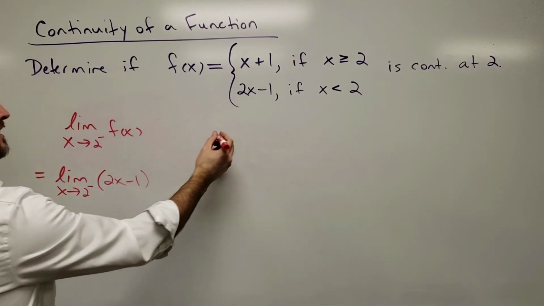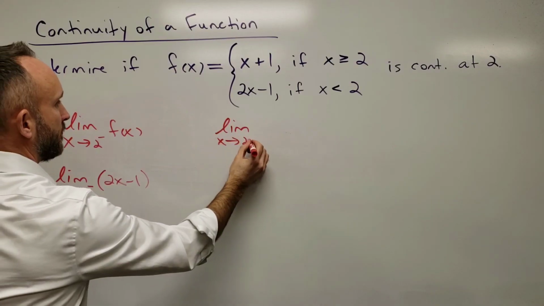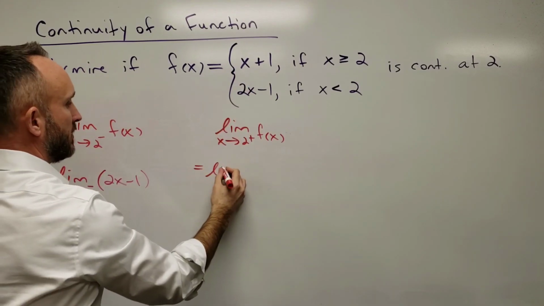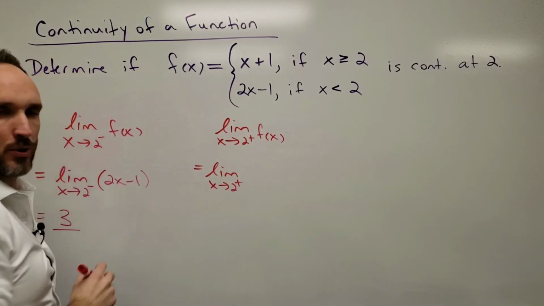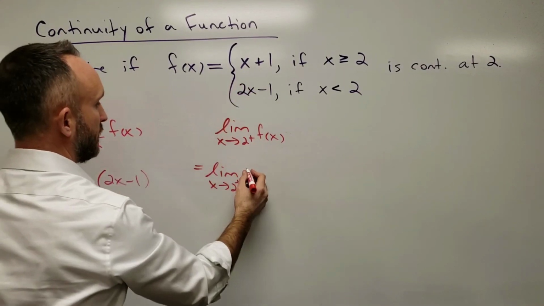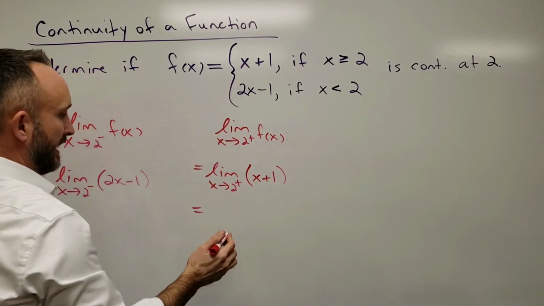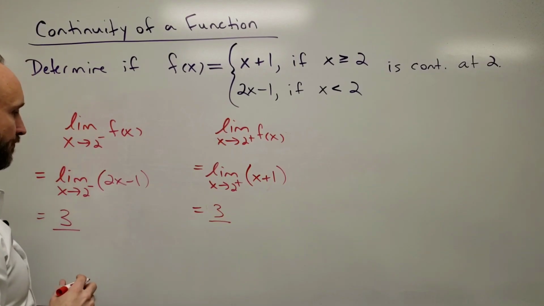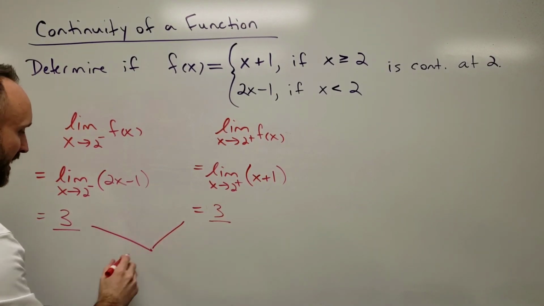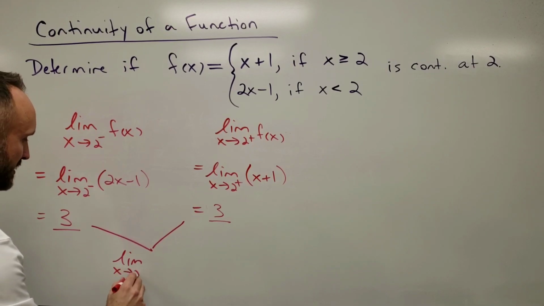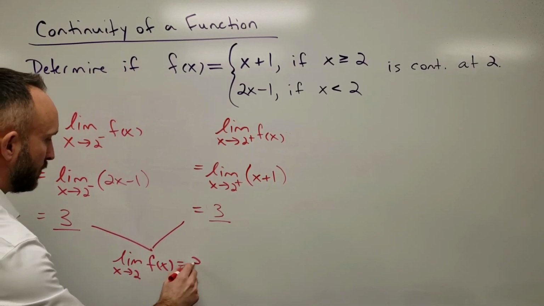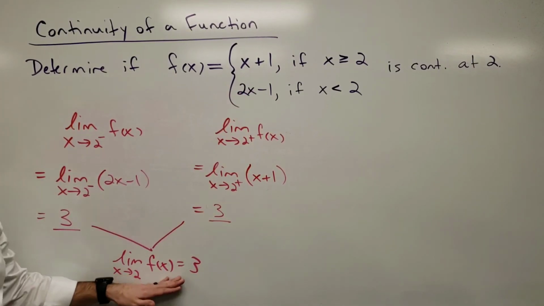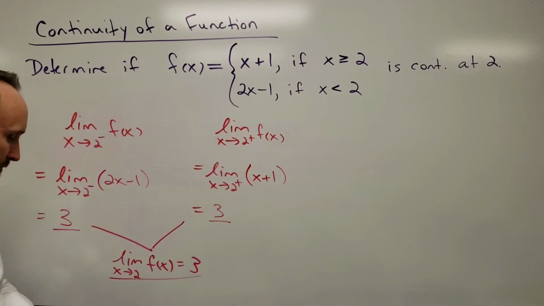Okay? Then I need to look at the right-sided limit. And whenever x is bigger than 2, I use this output formula. So I've got the limit as x approaches 2 from the right of the output formula x plus 1. And again, I can do this limit by direct substitution, and I get 2 plus 1, which is also 3. So because of this, I know that the limit as x approaches 2 from both sides of f of x equals 3. So we're currently on track to prove that this function is continuous at 2 because at least the limit exists. So that's key. The limit exists.